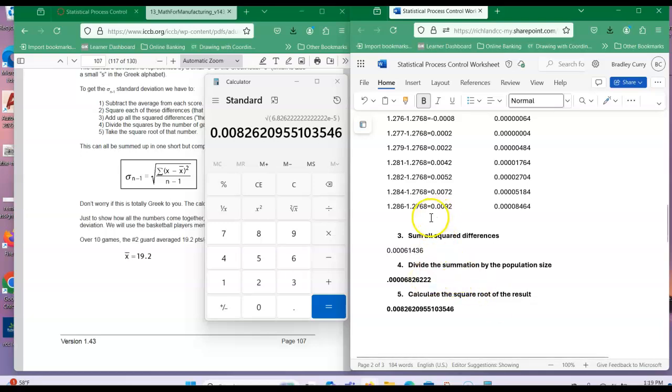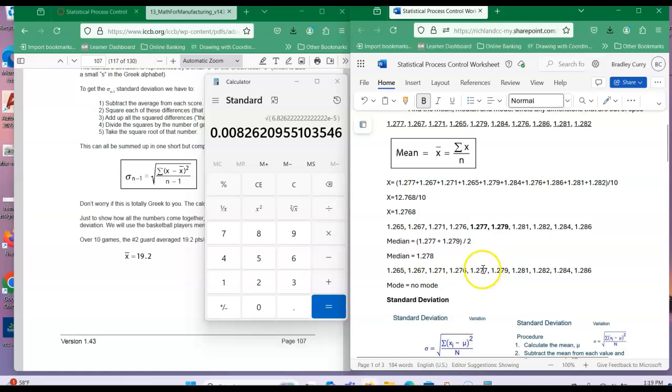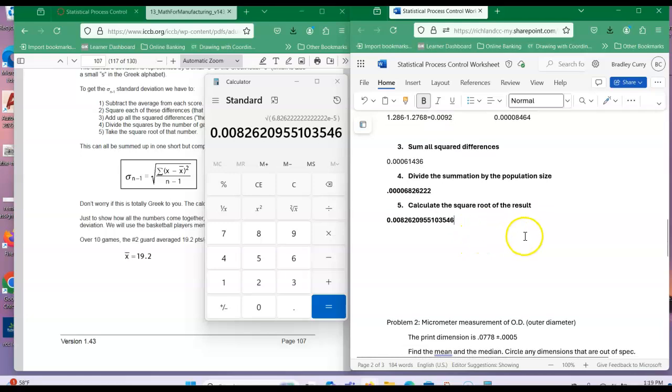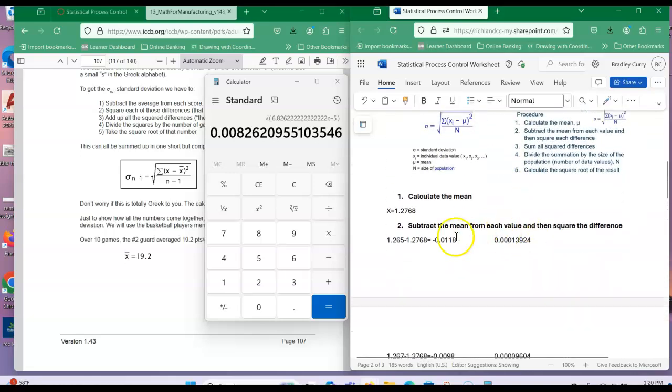Now, remember in our original data set, we had all of these in the 3-place decimal. So we're going to keep this to the 4th place decimal. So this actual standard deviation here will be 0.0083 to give us the rounded version. So we basically have 8 thousandths and 3/10 standard deviation up here in our data set.